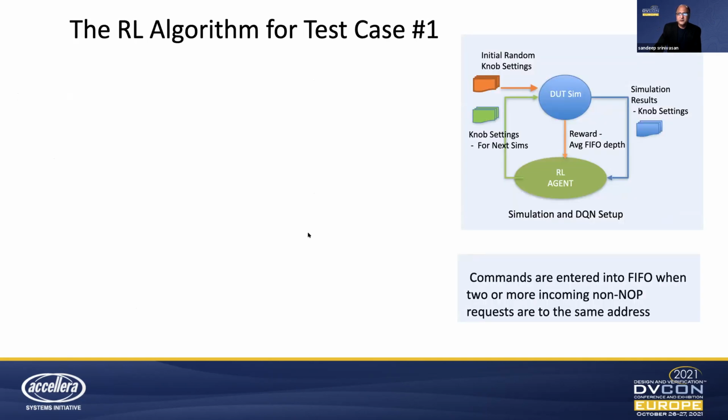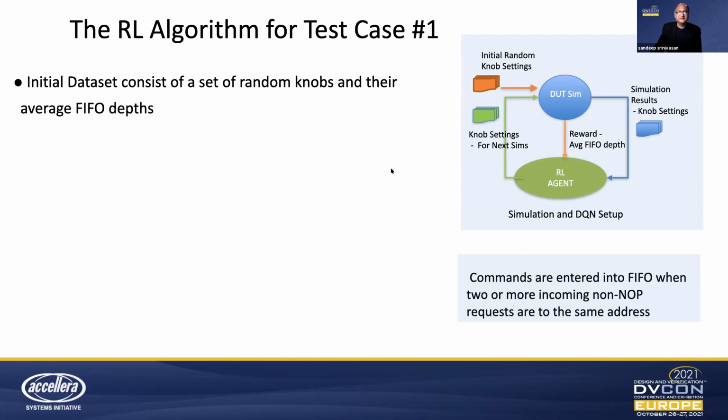So the RL algorithm we used for test case 1 was, again, exactly like the DQN we modeled earlier. And the simulation setup looks like this, where we have the device under test running simulations. In this particular case, we used Verilator. And then from the results of the simulator, we essentially parse the rewards. In this case, the reward was the average FIFO depth. And that's fed into the RL agent. And the RL agent now produces the next knob settings of those 28 knobs that I just described for the next simulation, and so on.